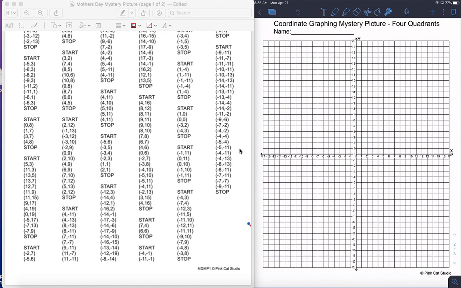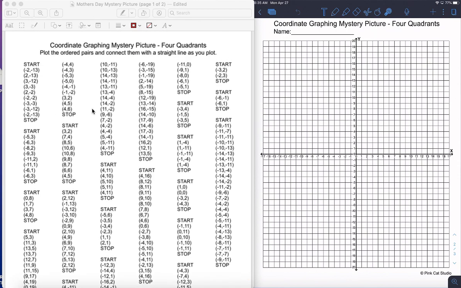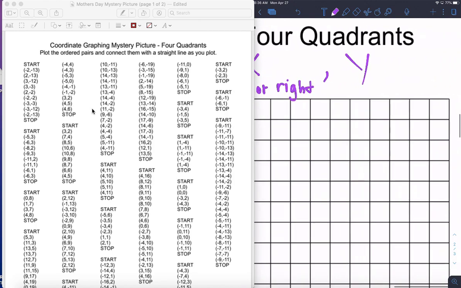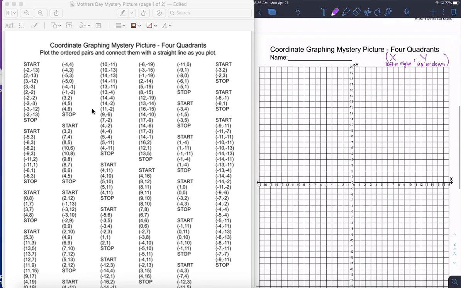Okay, I want to go over how to do the coordinate graphing mystery picture. So you are going to see a list of coordinates that look like this. And when we do this, we have to remember that the first number always tells us the x direction, so left or right. The second number tells us the y, so up or down. So here's how we start this.